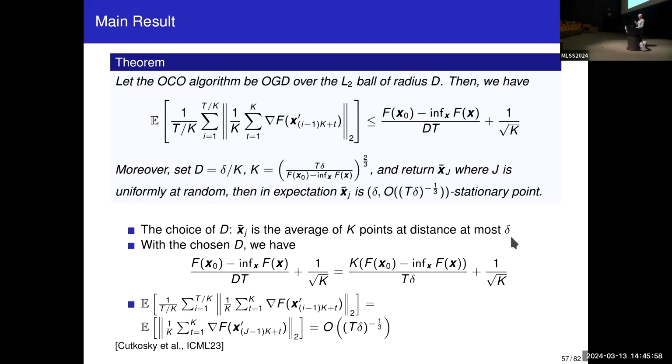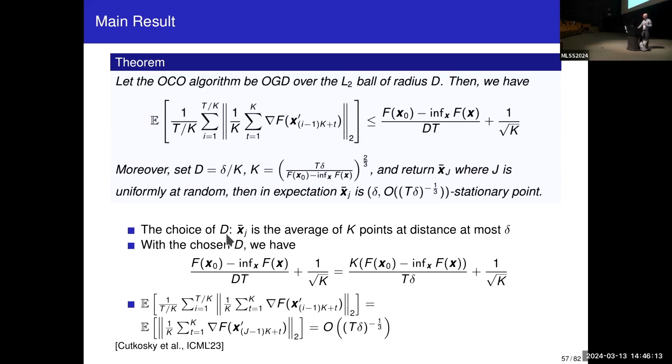The definition of a (delta, epsilon) stationary point says I return a point and I have to prove that there is a distribution of points around it at distance at most delta. These are exactly the points. The points in the cycles are exactly the points at distance delta.